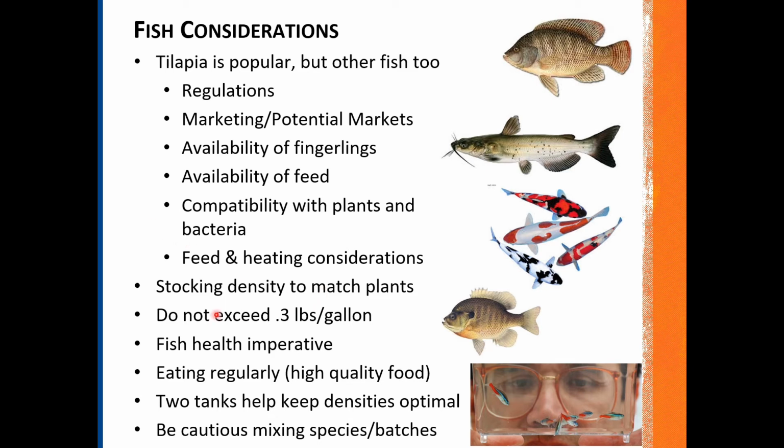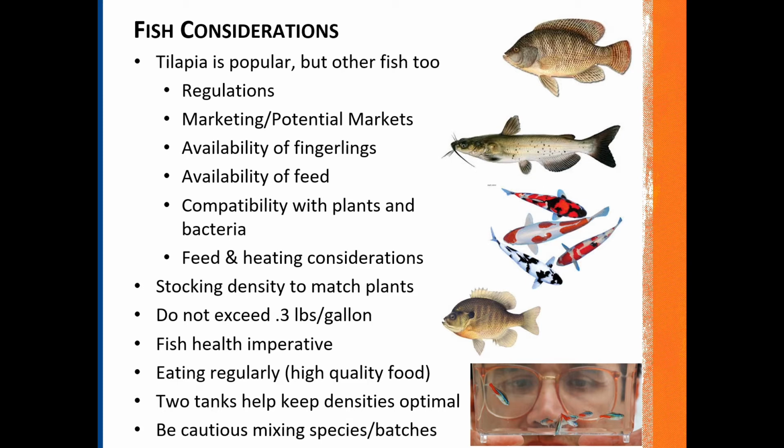Fish health is imperative, so it's very important to buy healthy fish from a known source, and if they eat nice high quality food, they'll stay safe. Some people like to have 2 tanks of fish so they can rotate small fish in with larger fish. As they harvest fish out of the system, they can put more fish in, so that would be optimal. I don't have that luxury. I just have 1 tank.